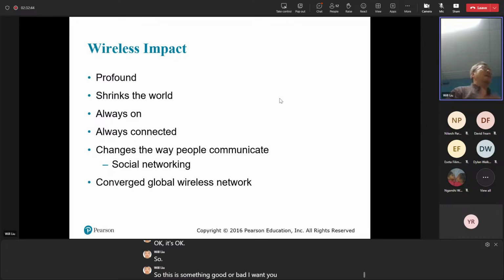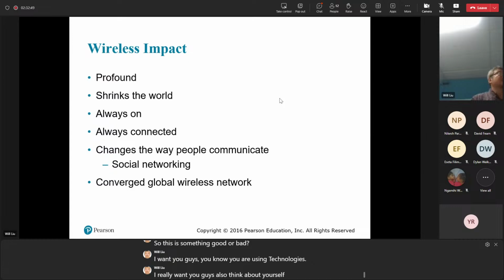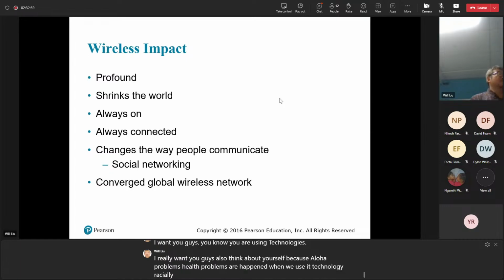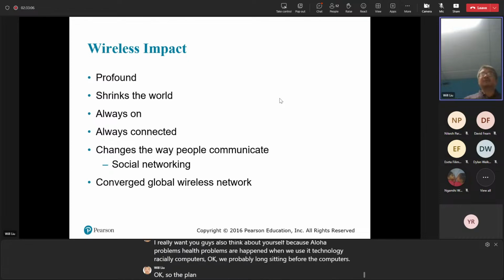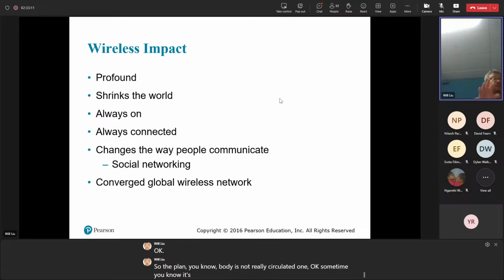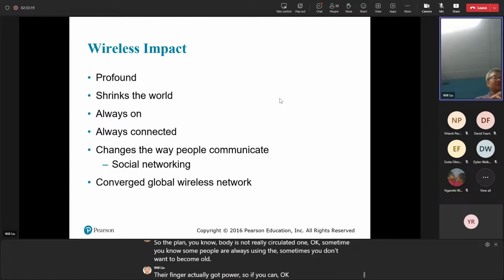Okay, so this is something good or bad. I want you guys, you are using technologies, I really want you guys to also think about yourself, because a lot of health problems happen when we're using technology, especially computers. We probably sit long before the computers, so the blood in our body is not really circulated well. Sometimes, when they became old, their fingers actually got problems. They feel pain, because it's not good.